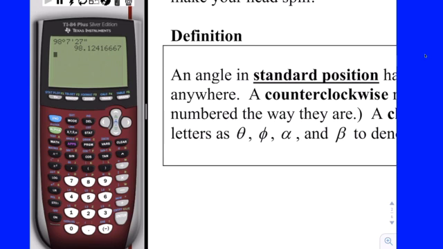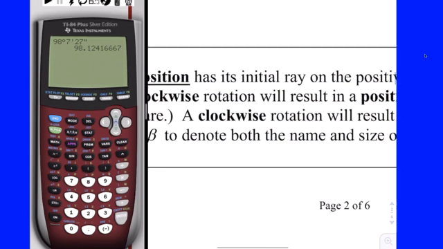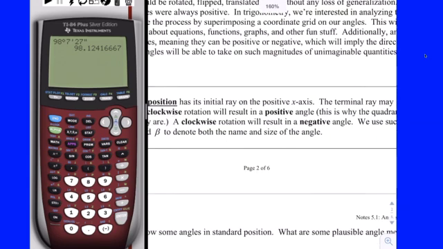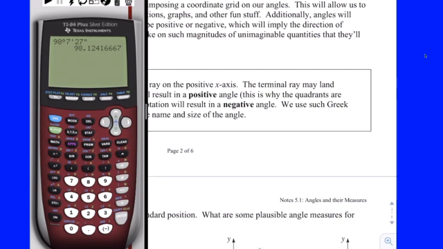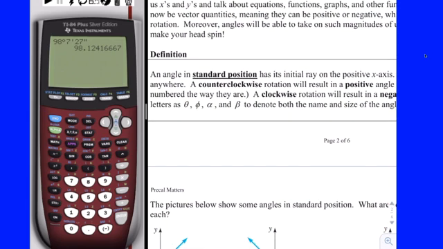Okay, so let's go ahead now and get off just the regular plane and start standardizing our angles on the coordinate plane, coordinate geometry. Here's the definition. We say that an angle that is in standard position has what we call the initial ray on the positive x-axis. The terminal ray, which is the other ray, terminal means end, like the bus terminal, may land anywhere.